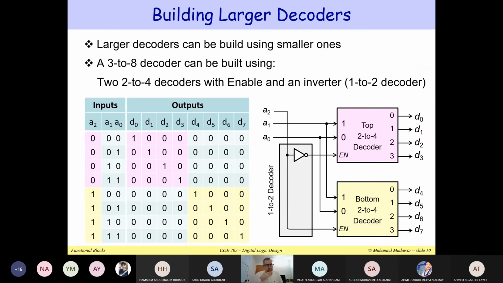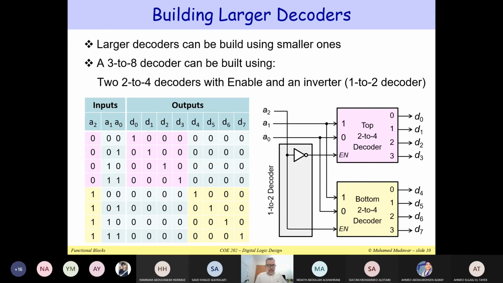Now let me show you how we can build a large decoder using a smaller decoder. This will be a hierarchical decoder. We are using a small decoder to build a larger one. I'm going to show you 2 examples. One example is shown in this slide, and I have a second example which is shown in the next slide. In this slide, I would like to implement a 3 to 8 decoder using 2 smaller 2 to 4 decoders with enable inputs.